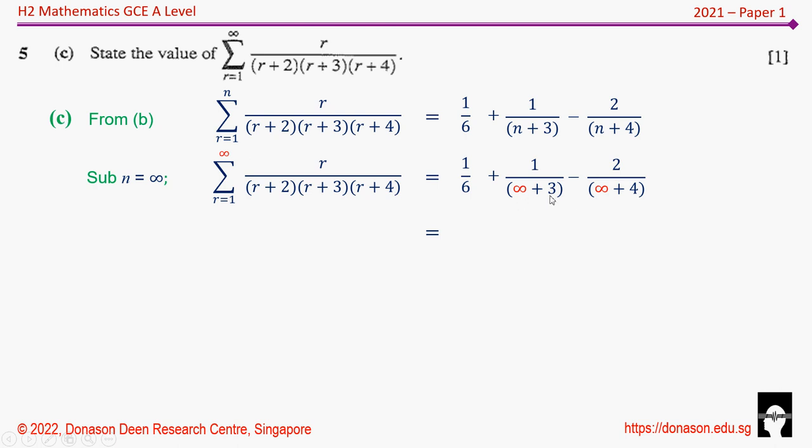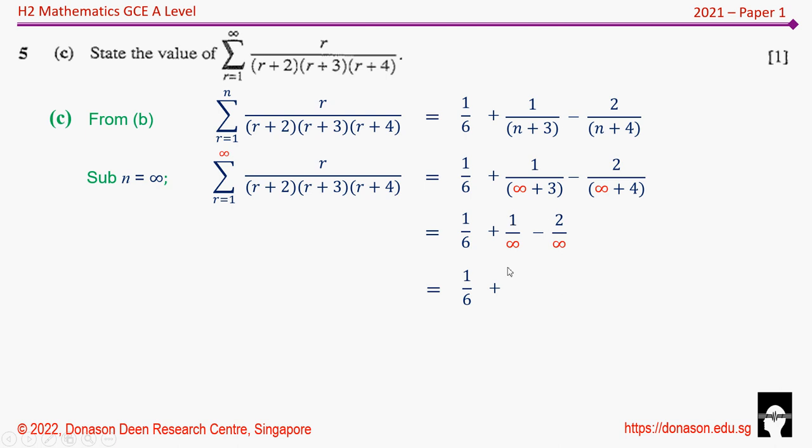Now what would be infinity plus 3? Of course infinity is very huge and 3 is not going to make a difference, so infinity plus 3 is still going to be infinity. Likewise infinity plus 4, 4 is very small compared to infinity, so infinity plus 4 is still going to give you infinity. And 1 over 6, I'm just going to keep as it is. This simply becomes 1 over infinity minus 2 over infinity.